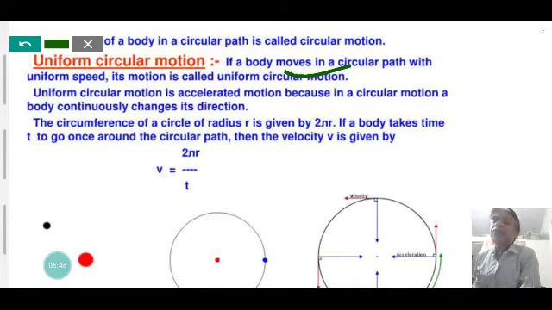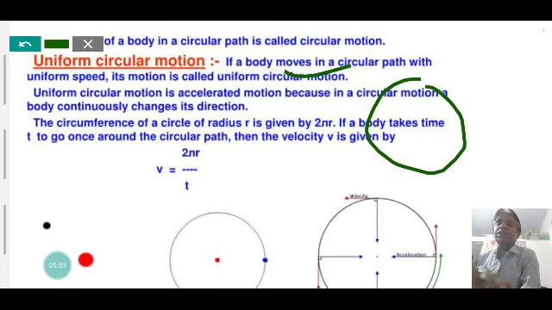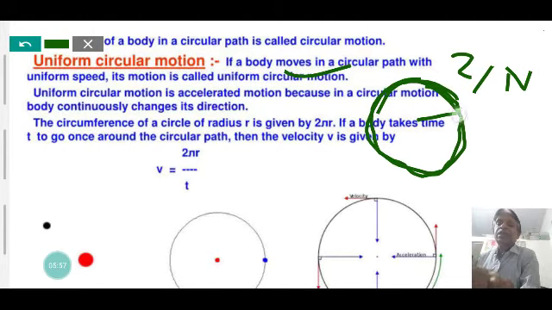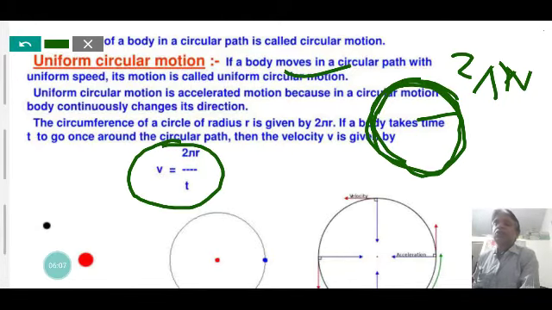Consider a circular track of radius r. The circumference of the circle is equal to 2πr. If one revolution of 2πr is completed in time t, then we can say that the linear velocity of the object moving on the circular path would be 2πr by t. It is the linear velocity, as given here.